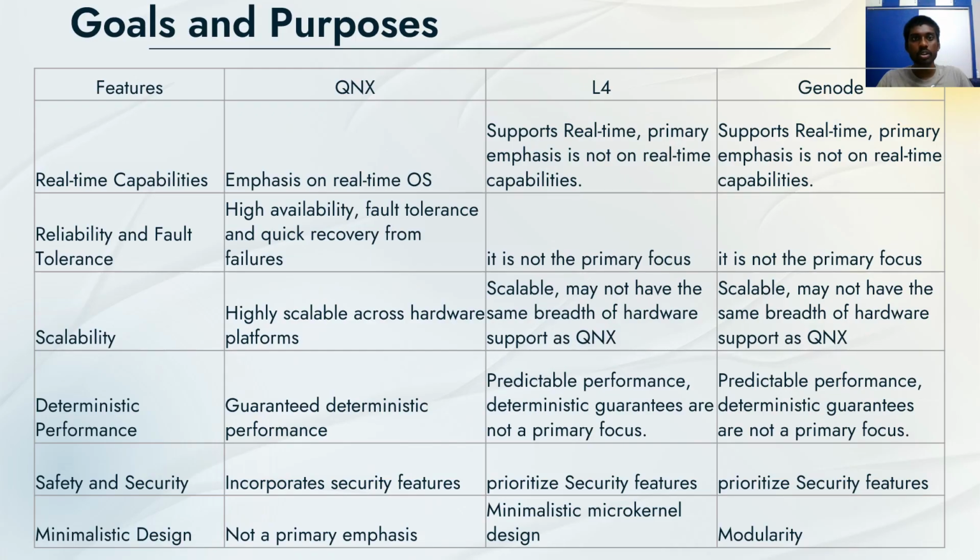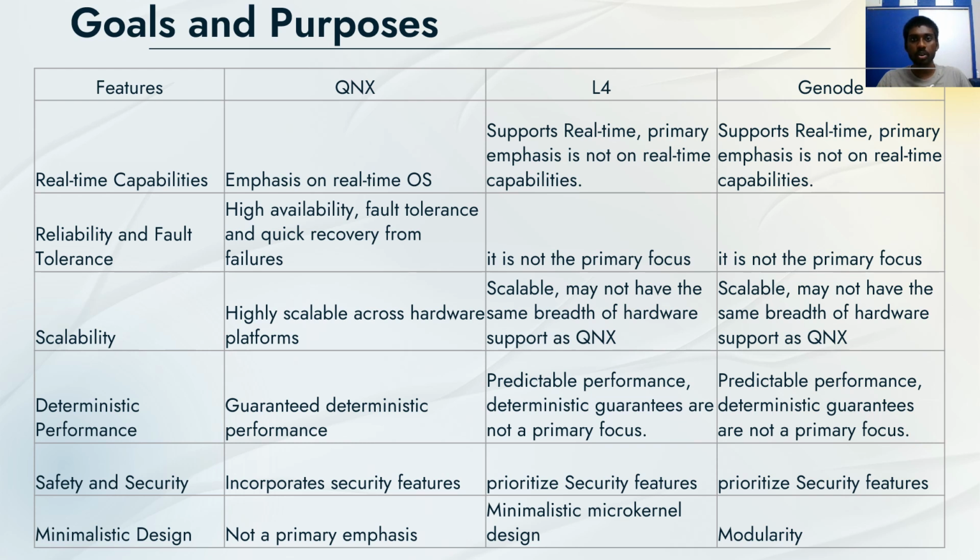Let's discuss the goals and purposes. QNX focuses on providing a reliable and deterministic real-time operating system, while L4 and GENODE can support real-time applications. Their primary emphasis is not on real-time capabilities.